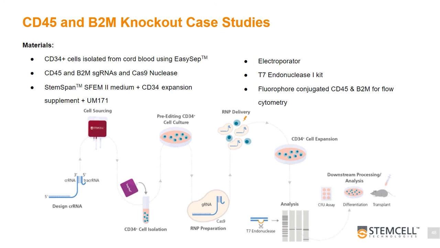In this section, I will present some results of CD45 and B2M knockout of CD34 cells. The single guide RNA sequences can be designed using stem cell CRISPR design tool once a target locus for editing is identified. We use the same cell source and cell culture condition that Marta described previously, and editing efficiency was analyzed using RCTech T7 endonuclease 1 kit or by flow cytometry.